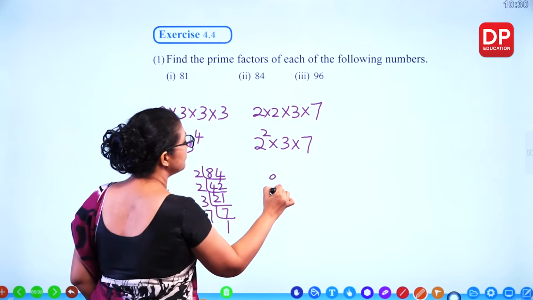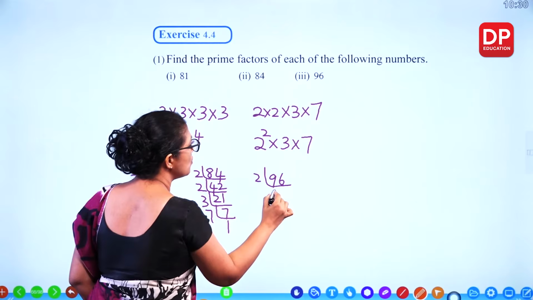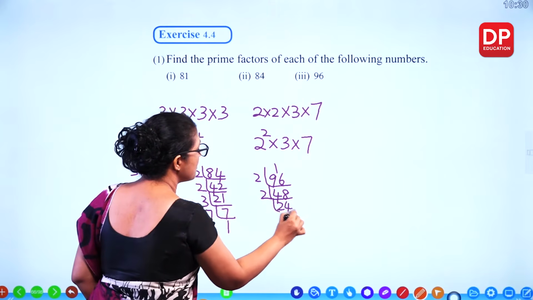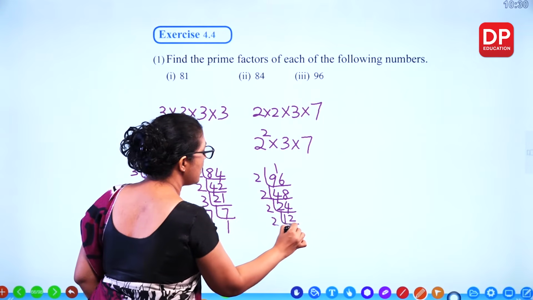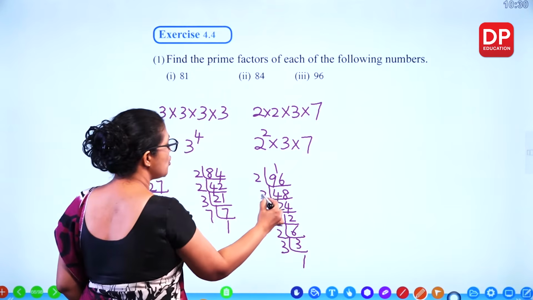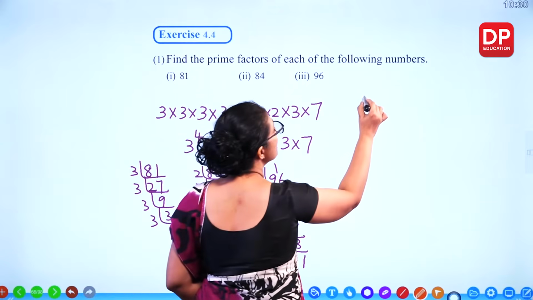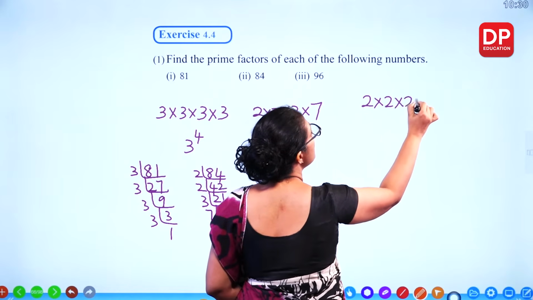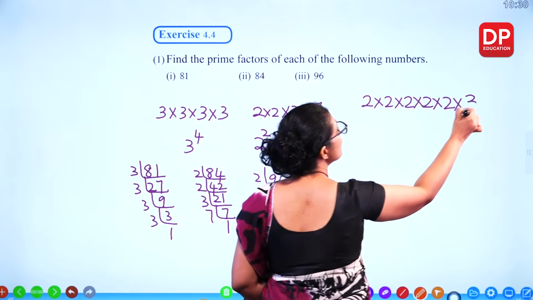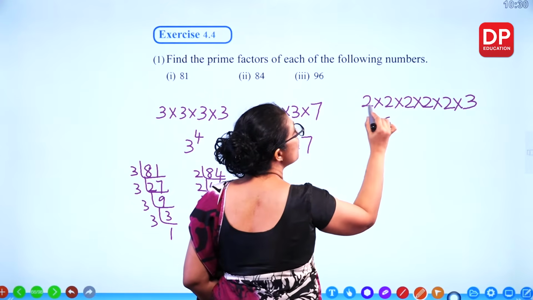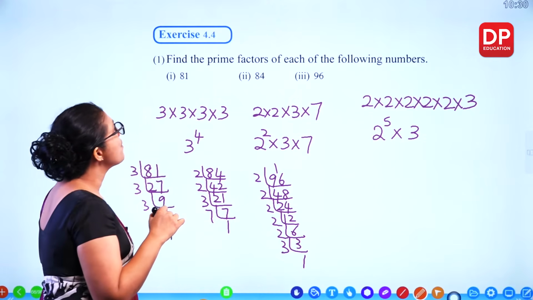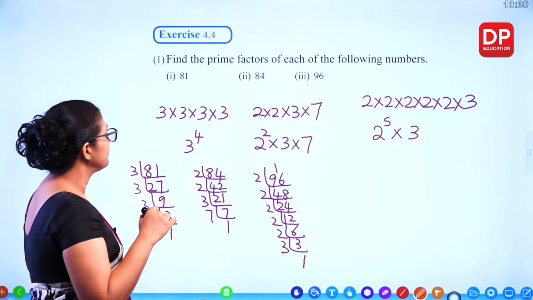96. You can divide by 2. Divide by 2 again. Divide by 2 again. Again 2. 2 and 3. So you can write it as 2 to the power 5 into 3. Those are the prime factors.